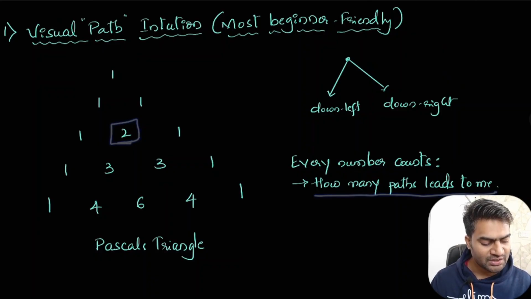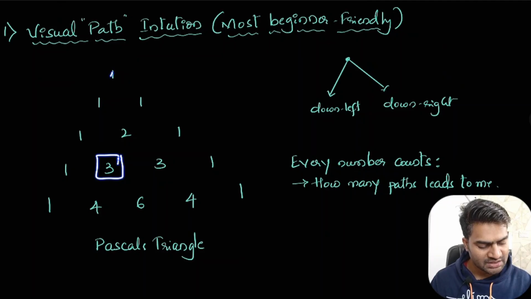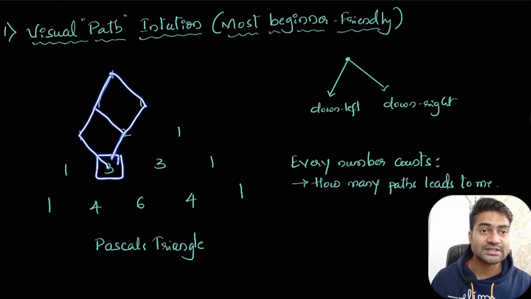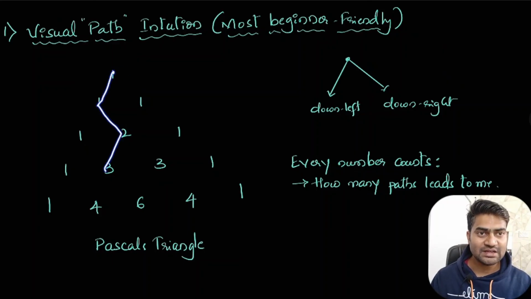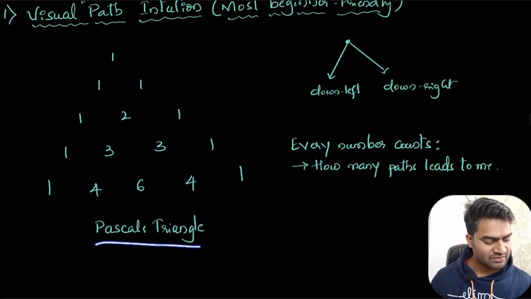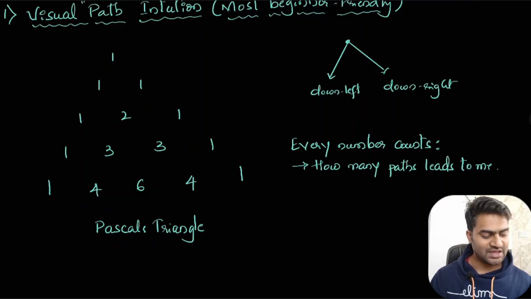If you look at different numbers, again to reach here, one path you can take is this, another one is this, and another one is this. So basically 3 paths to reach this particular 3, and for the remaining numbers you can check that. You can simply draw this flow and check the remaining numbers. So this is the basic intuition, and if that is the case, this formulates our Pascal triangle. This is the most beginner friendly intuition.